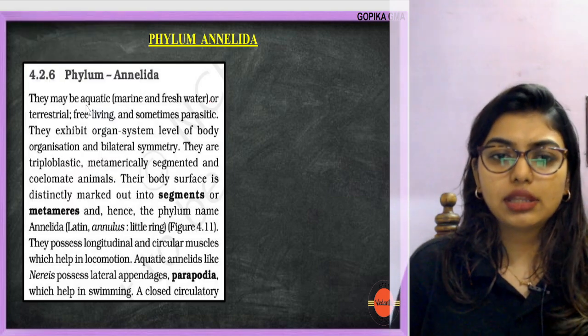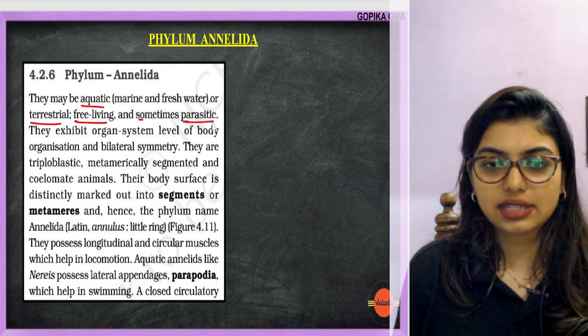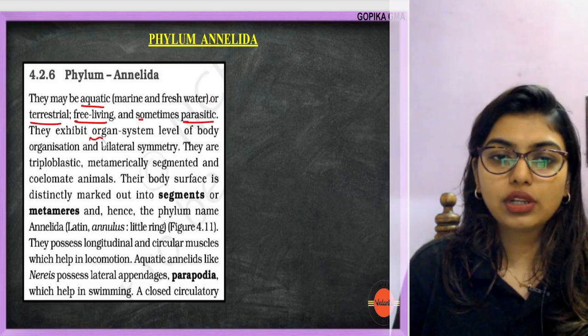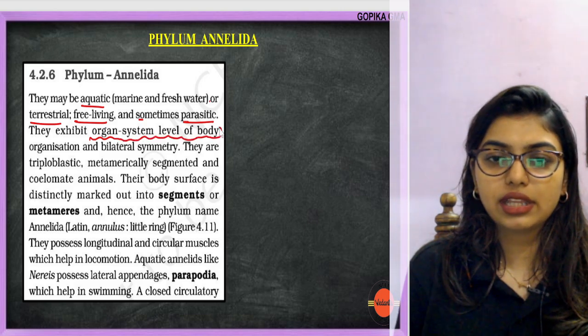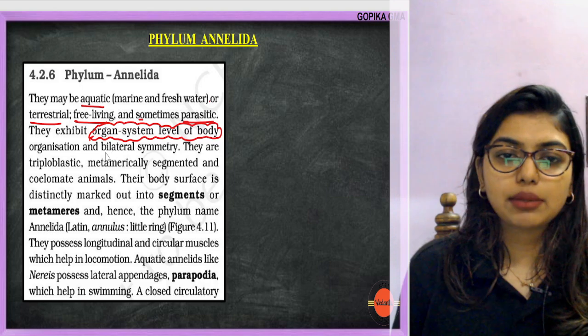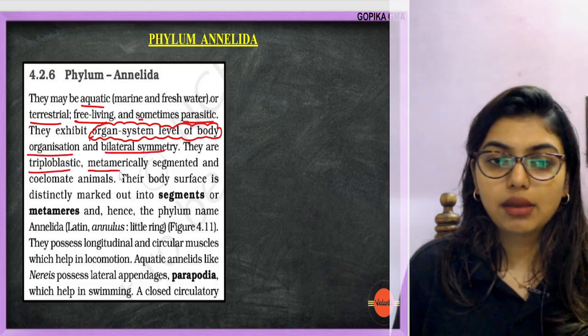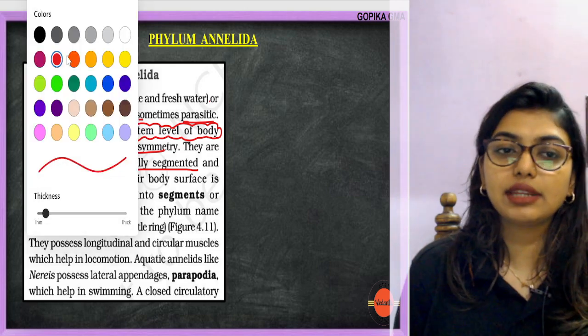So look here, they may be aquatic or terrestrial, free living, sometimes parasitic as well. They exhibit organ system level of body organization and are bilaterally symmetrical. Now they are triploblastic, metamerically segmented. This is a very, very important concept.